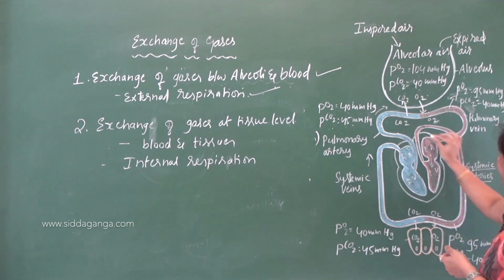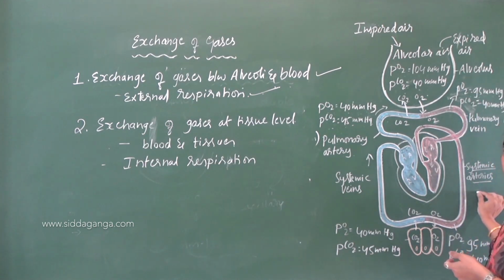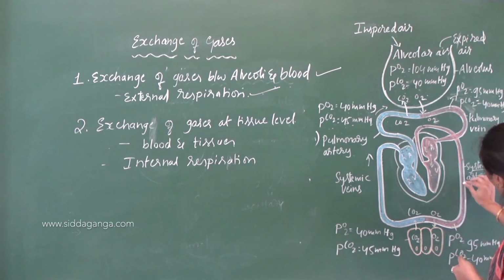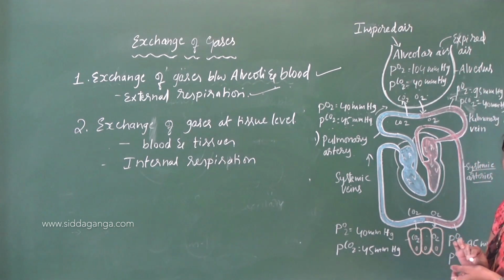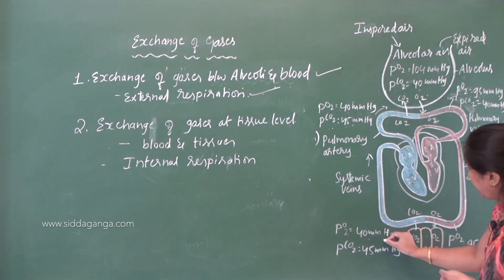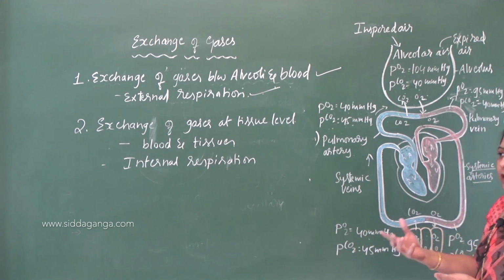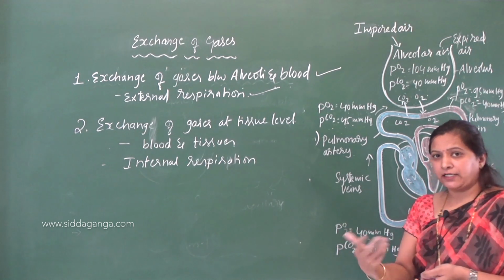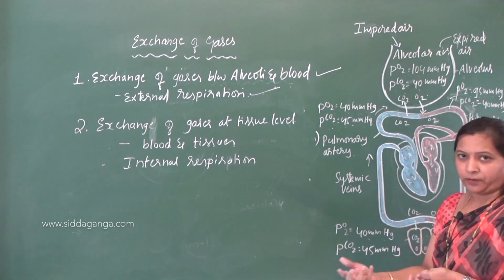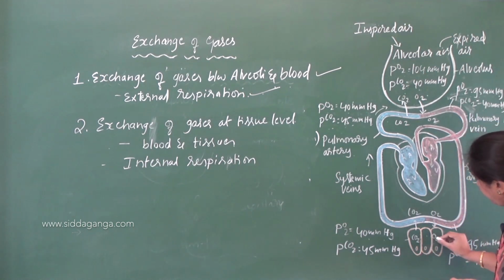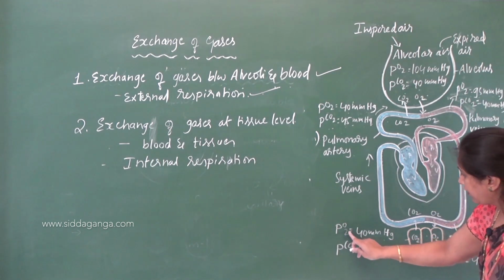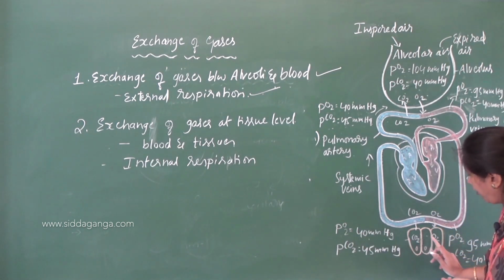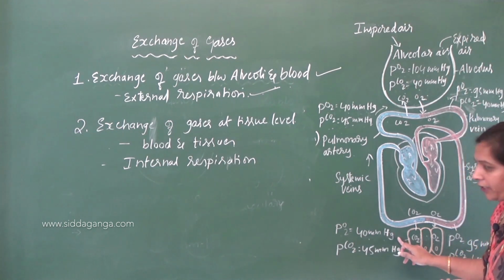So the systemic arteries are the branches of the aorta which carry oxygenated blood. Okay. So when the blood reaches the different body tissues, what is the partial pressure of oxygen and carbon dioxide in the body tissues? The partial pressure of oxygen is less in the body tissues because the cells of the tissues are using oxygen for the production of energy. As the body cells are utilizing more oxygen, the partial pressure of oxygen in the body tissues is 40 millimeters of mercury.